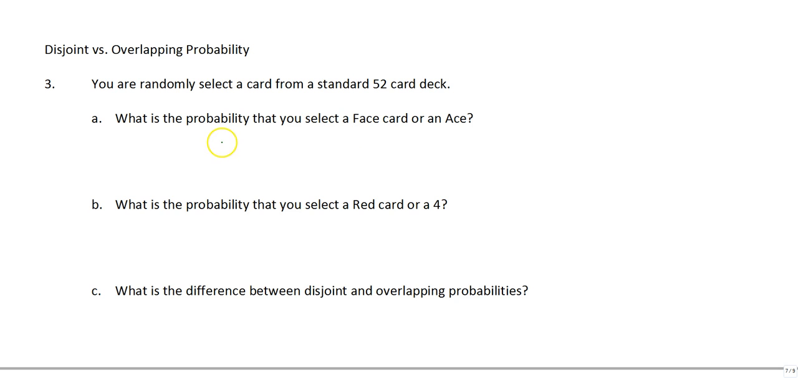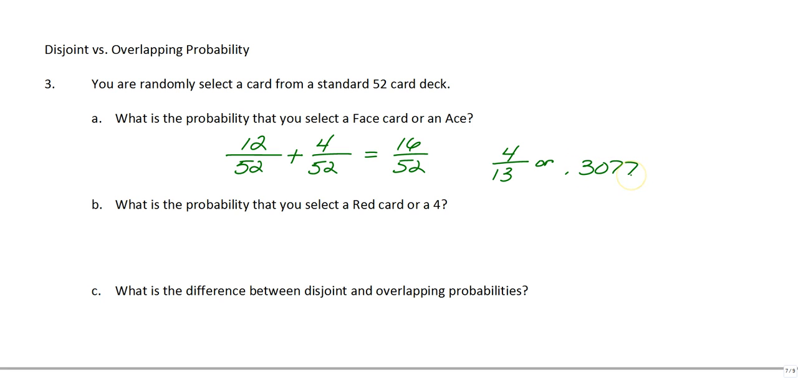So the probability of a face card, we know that there are 4 suits. There's jacks, queens, and kings in each. So we have 12 face cards out of 52 total cards in the deck. Plus an ace. We have 4 aces out of a total of 52 cards in the deck. And there's no overlap because an ace is not a face card. So we just add those together. So that would be 16 out of 52. Which means the probability is 4 out of 13, or 0.3077.